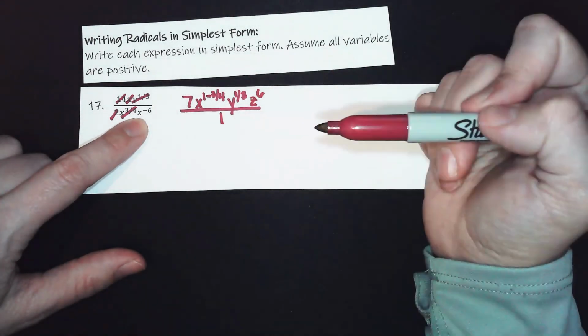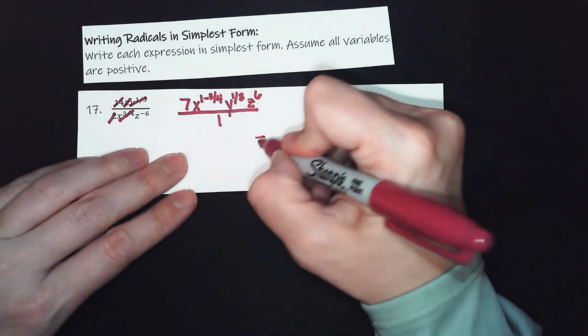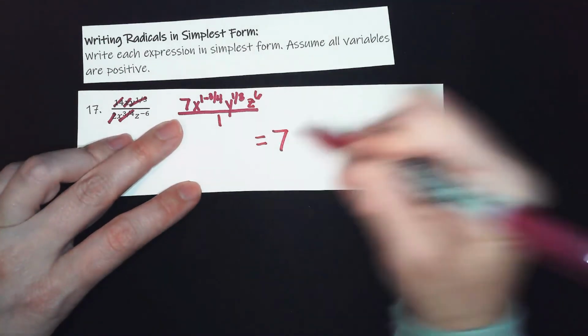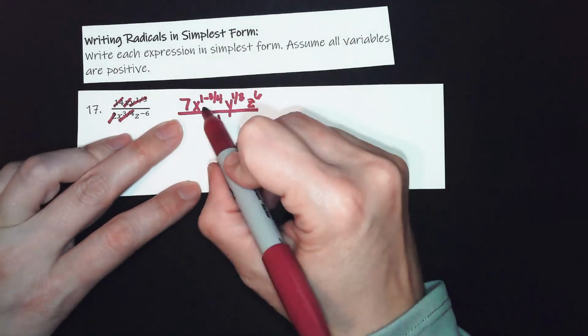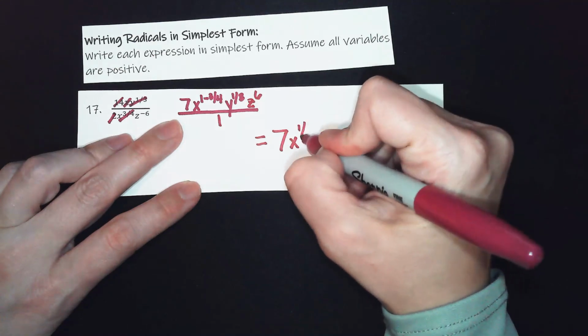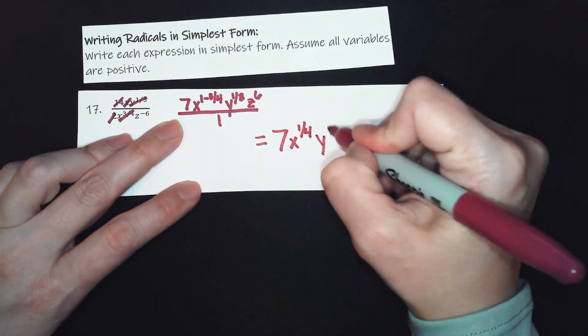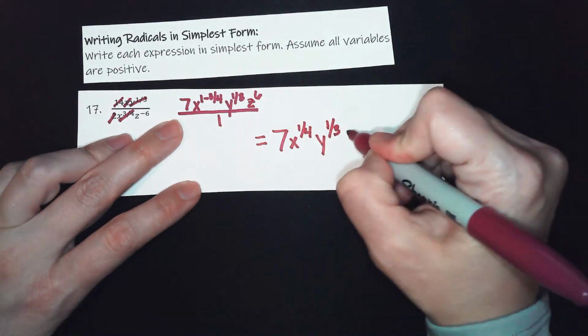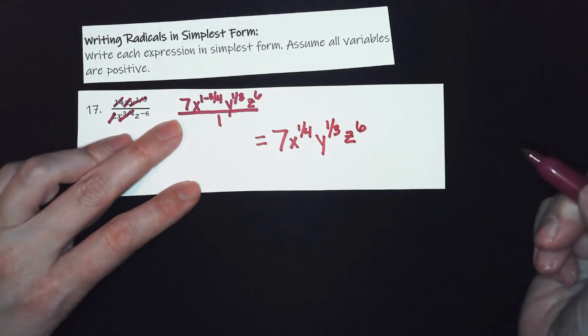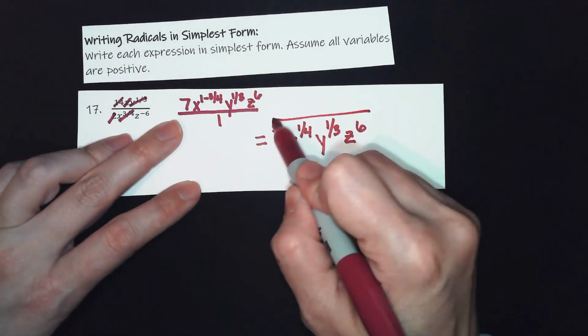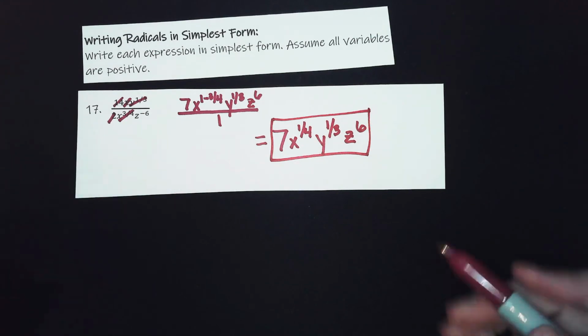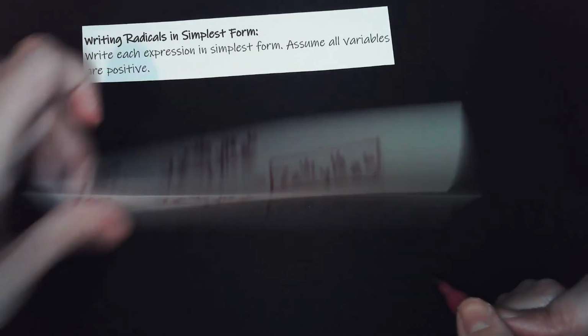Let's make sure that stays that way. I'm pretty sure it does just by looking at it. So I'm going to have a 7. I'm going to have an x, and I have 1 minus 3/4 is 1/4. I have y to the 1/3, and I have z to the 6th. There was nothing left in the denominator, so that is as simplified as this gets.